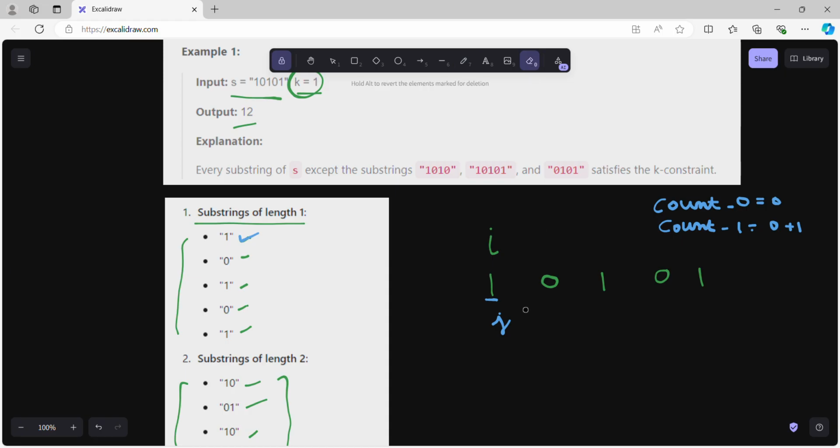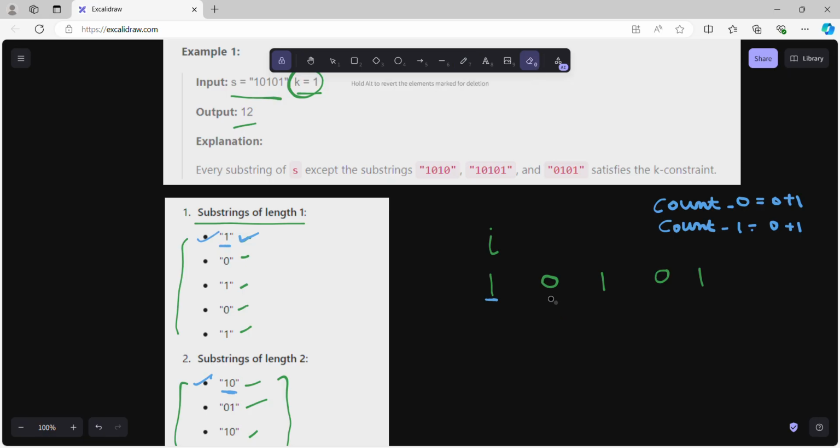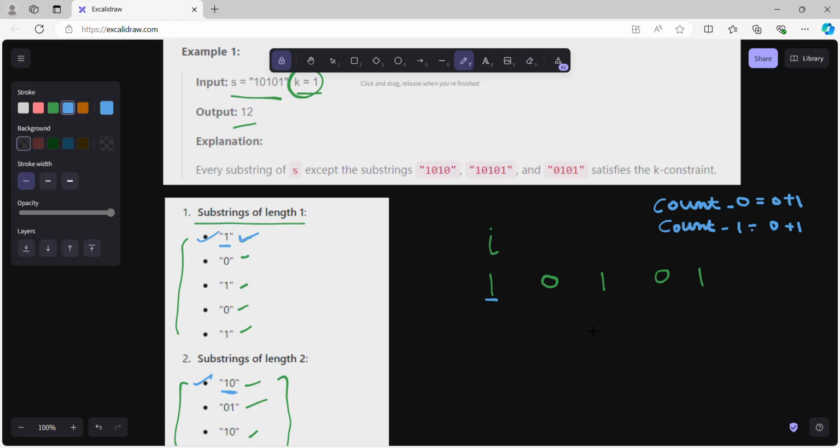Then my j is going to move further. My j is going to reach this position, and then my count of 0 is going to be incremented. So 1 0, I am checking this now. In this 1 0 you see that the number of zeros is at most 1 and the number of ones is also at most 1. So I am good, and I have to include this one as well. Now my j is going to move further. Now my j is at this position, and I have to check this string 101.